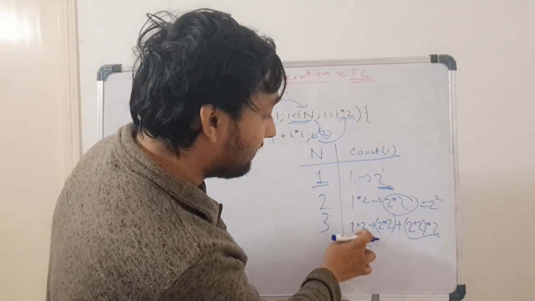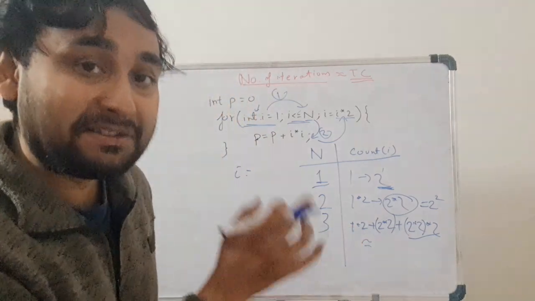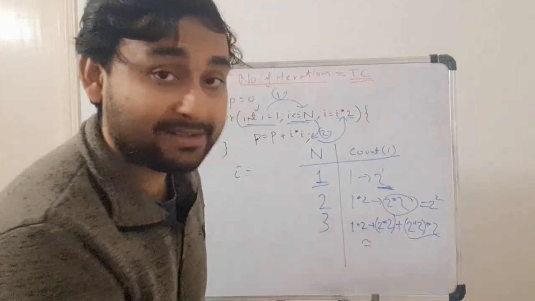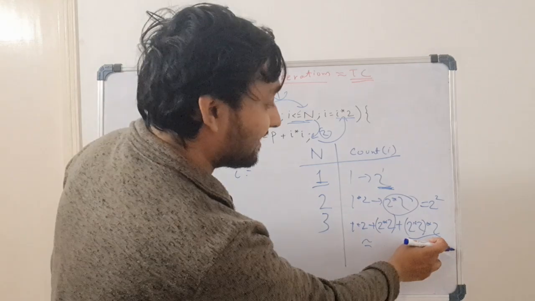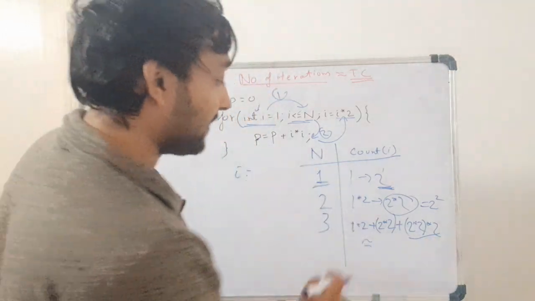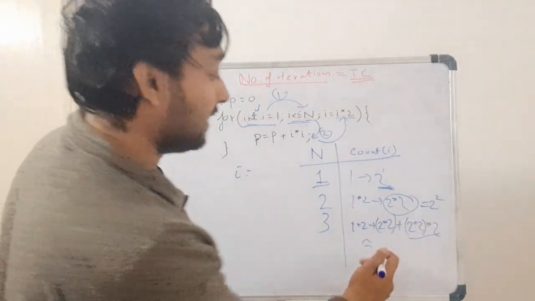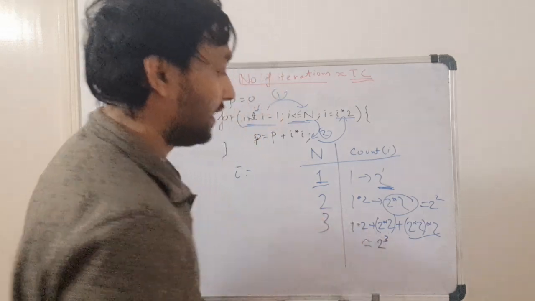Okay, so 2 to the power 1 or 2 to the power 0 is very small as compared to 2 to the power 3. So we will consider this 2 to the power 3 as the maximum value. So it will go till 2 to the power 3, so I will put 2 to the power 3 over here.